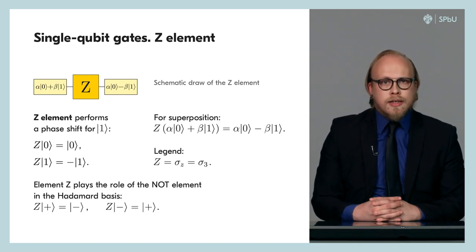When it acts at the state vector plus, it will turn into the state vector minus, and the state vector minus is turned into the state vector plus. Their superposition will look similar. The transformation using the element z will be identical to the action of the matrix sigma 3 or the matrix sigma z. We will denote such a transformation in the form of the Latin letter z.